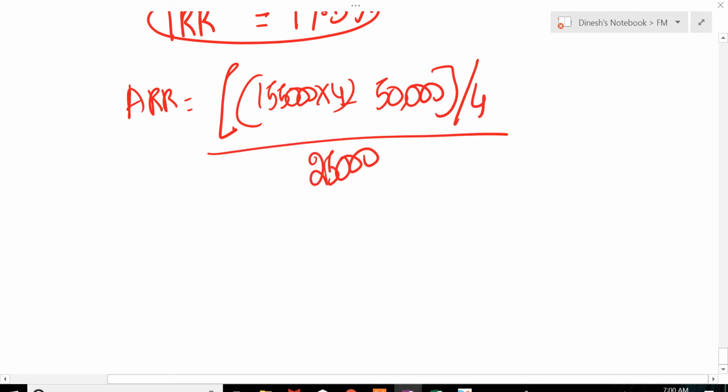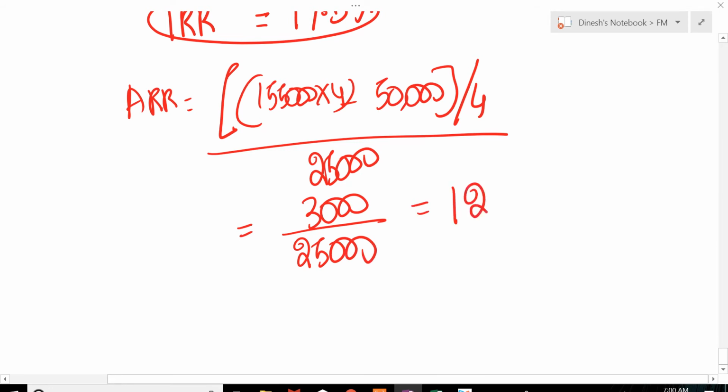How much is the average PAT? 12%. Any doubts on 12%? Anybody has any doubts on 12%? Initial guess rate equal to 2 by 3 of ARR. Initial guess rate equal to 2 by 3 of ARR.